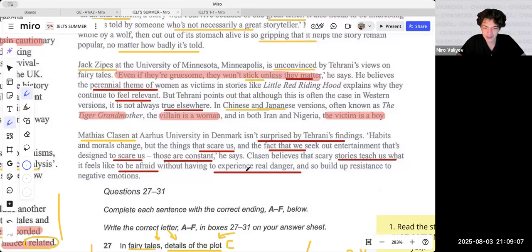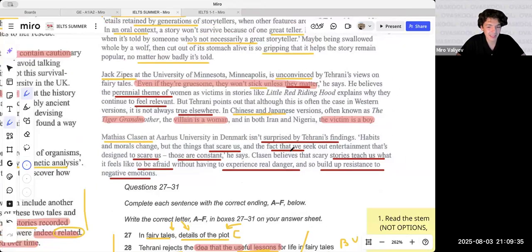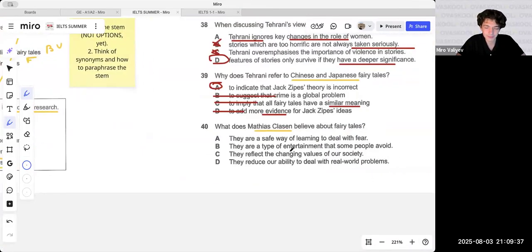Yeah, you see, you want to experience this danger without experiencing the real danger in your life. So you build up resistance to negative emotions. So you become stronger. You're like, no, I don't care about this. Okay, I read the crazy story in my childhood when the wolf ate a woman alive. So nothing can scare me now. So yeah, that's the point that Klassen brings. I hope you guys understand the point.